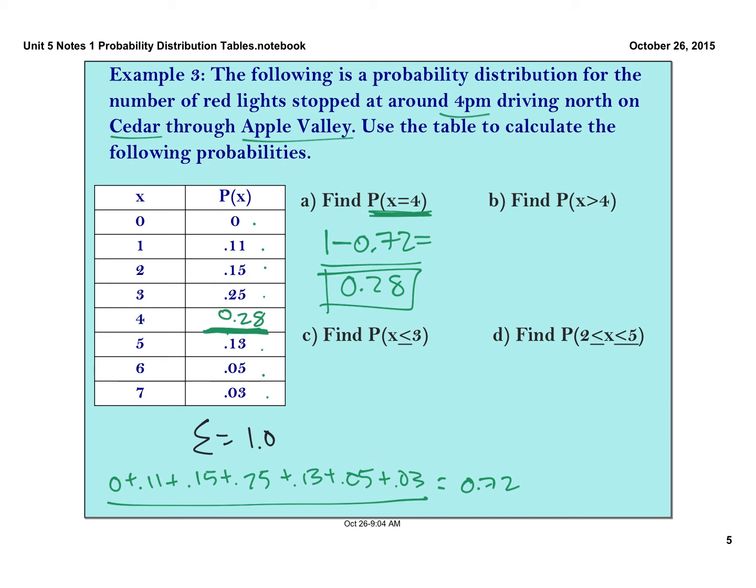Now let's look at the probability that x is greater than 4. Greater than 4 is non-inclusive, so I'm only looking at the 5 to the 7. So 0.13 plus 0.05 plus 0.03, and that's equal to 0.21.